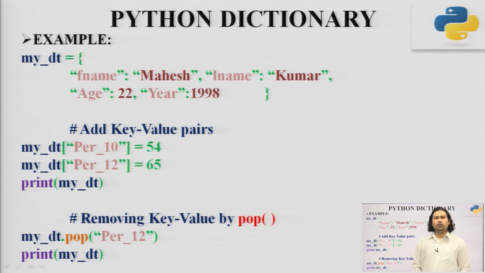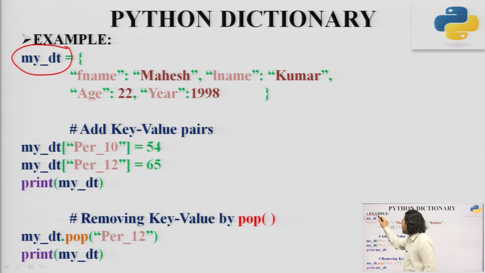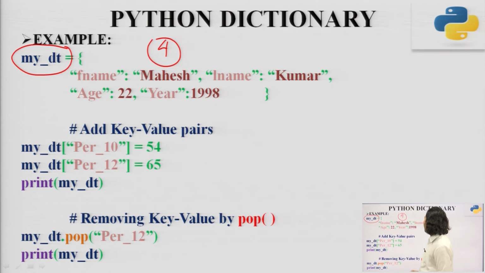Now, next we are going to see how we add a key value pair and how we remove a key value pair. So, here you can see that again we are going for the myDT variable which holds the 4 key value pairs, and now we are going to add a key value pair. That means, we are going from 4 to 5. Now, how are we going to add a key value pair in the dictionary? Let us see. The principle for adding the key value pair is very similar to the subscription process.